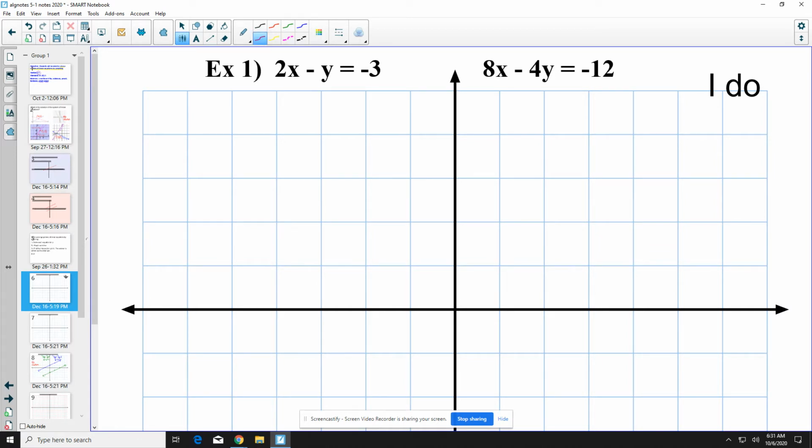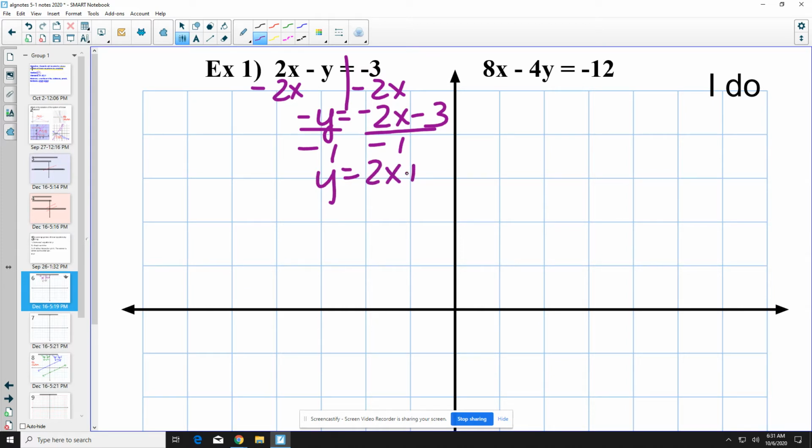All right, since you're ready to go, we're going to take both equations and solve for y. In the first one, if I'm solving for y, I'm going to subtract 2x from both sides to get -y equals -2x minus 3. Then the next step to solve for y is to divide by -1, right? So I'll get y equals 2x plus 3. So we're solving each equation for y.